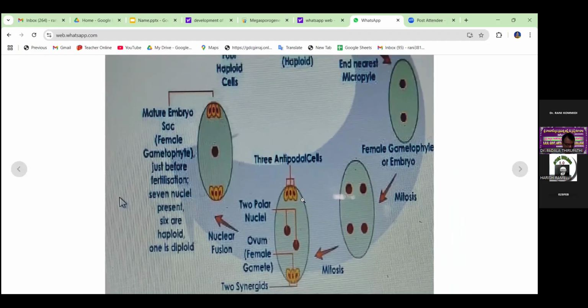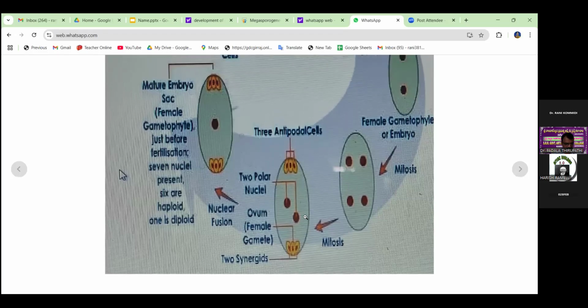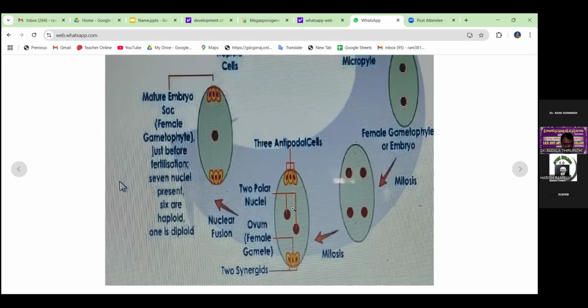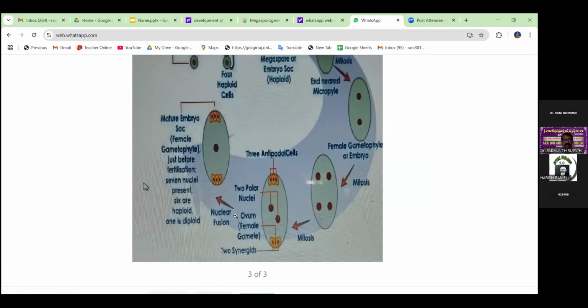So these upper 3 are the 3 antipodal cells and these 3 are the synergids. Okay. So 2 polar nuclei look like the center portion of the cell, 2x state. So this is the complete development of the embryo sac. Nuclear fission, and this is the complete mature embryo sac. Female gametophyte just before fertilization: 7 cells present.